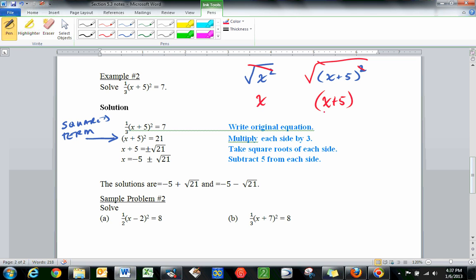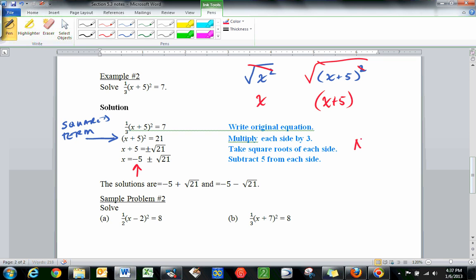Now, once we take the square root of both sides, we're left with x plus 5 equals plus or minus the square root of 21. Now here's a place where you don't want to make a mistake in your answer. We have to subtract 5 from both sides of the equation. When we do that, it's very important that we recognize that the negative 5 goes to the left of the plus or minus. Okay?